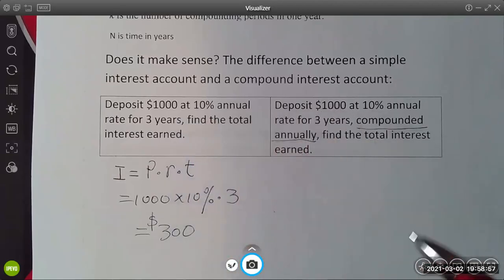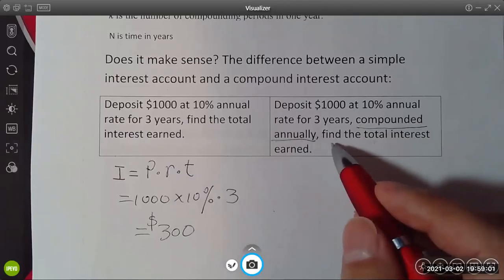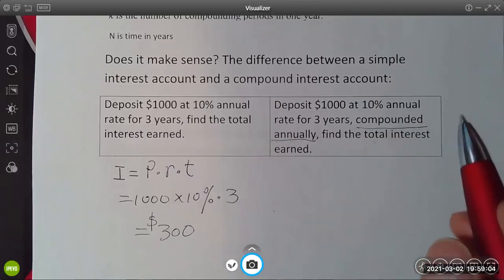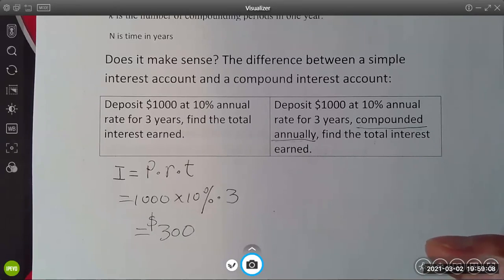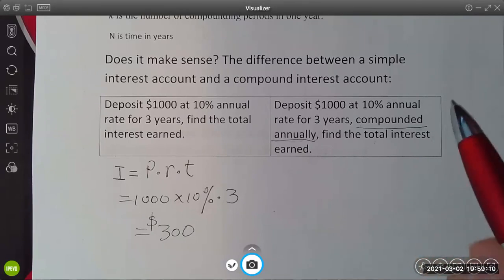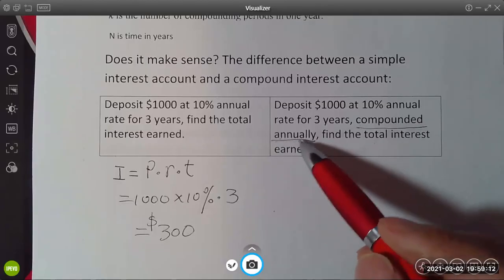So this way you can tell the different types of accounts, how they make a difference, even though we have exactly the same numbers. Okay, since this one is compounded annually, what does compounded annually mean, by the way? What it means is that they are going to calculate at the end of each year, because compounded every year is annually.